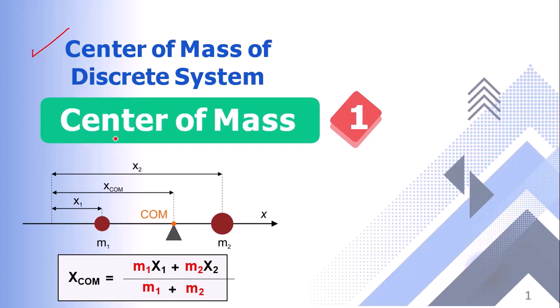That means there may be different types of particles, let us say M1, M2, these are the two particles, and they are placed at different locations x1, x2. Now what should be the center of mass of this system?